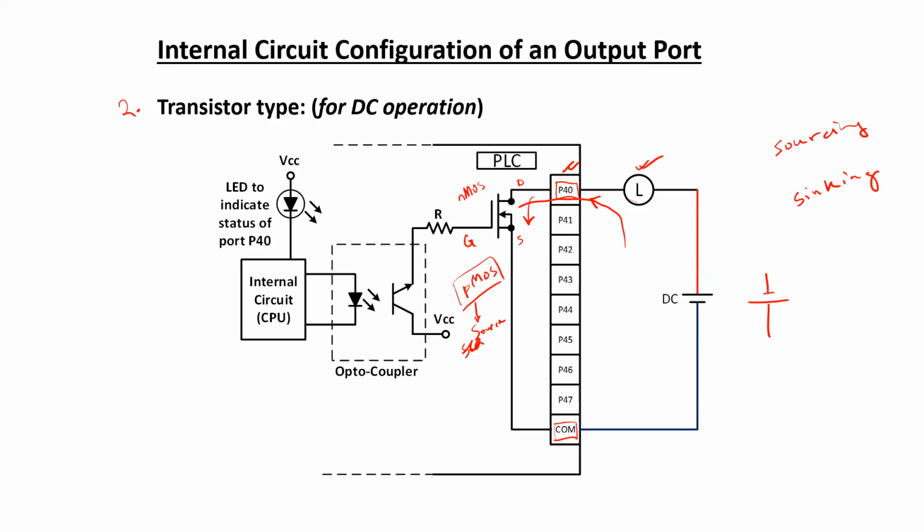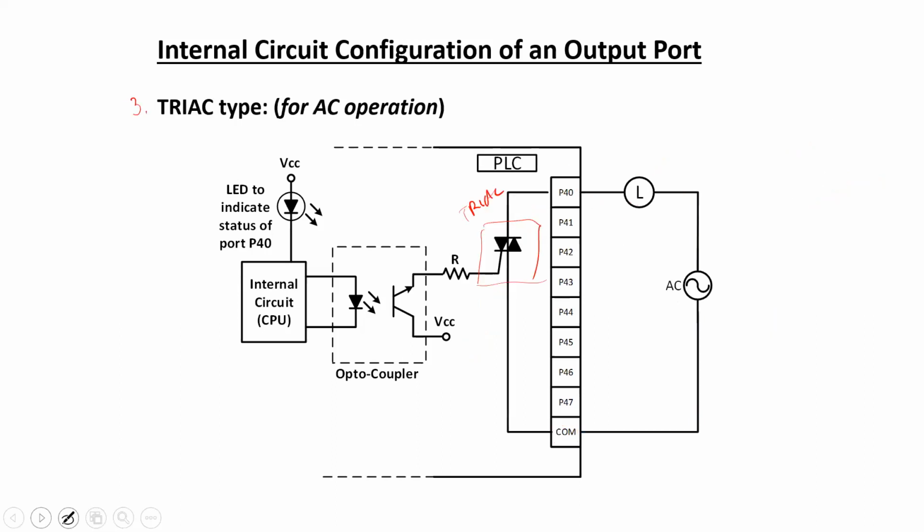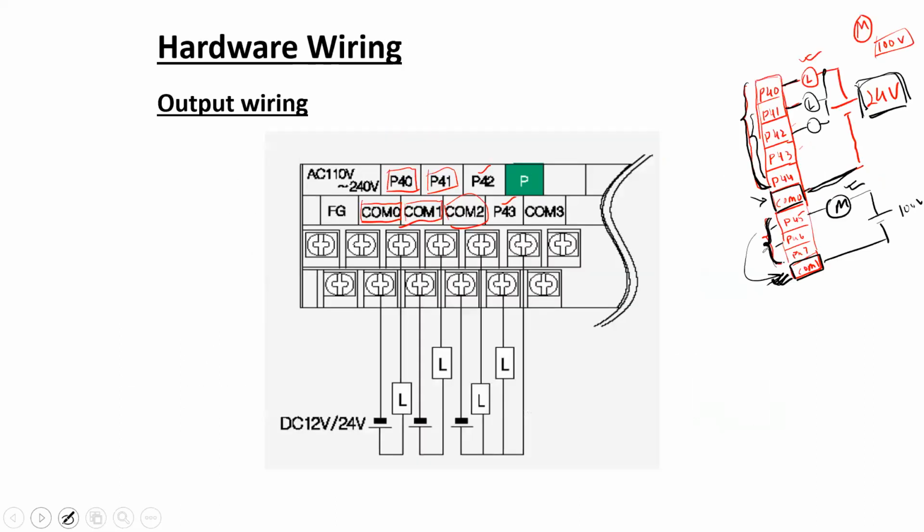So a user, while using a particular PLC, has to see the data sheet to have an idea which ports can be used for only DC supply, and for which ports the user can connect AC loads. So for this, the manufacturer data sheet has to be followed by the user.